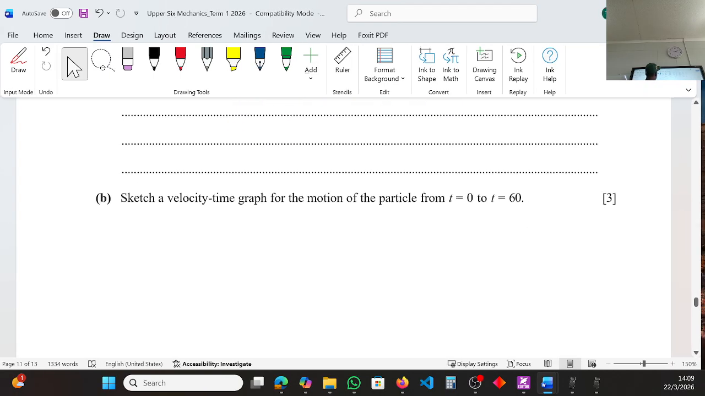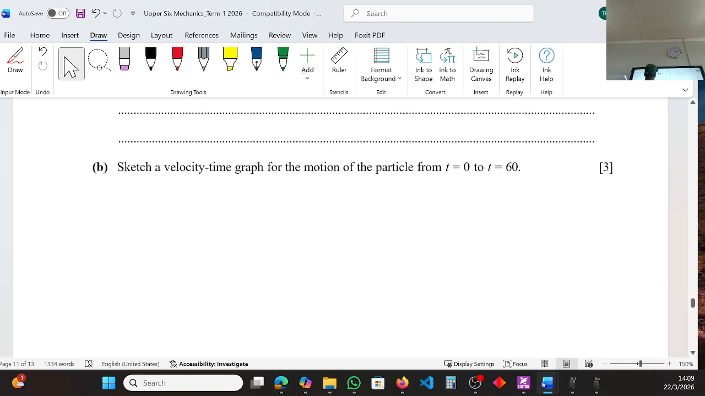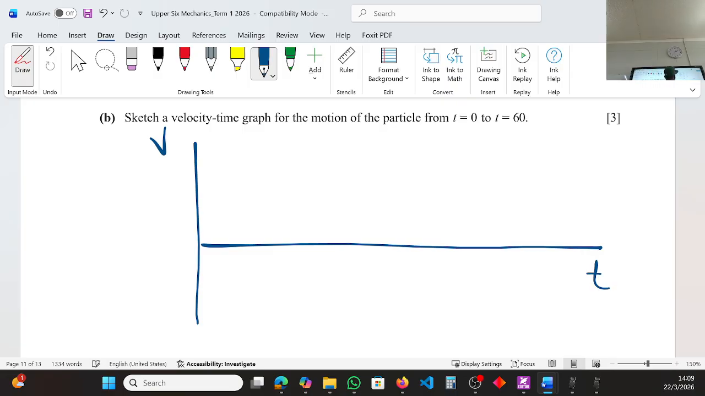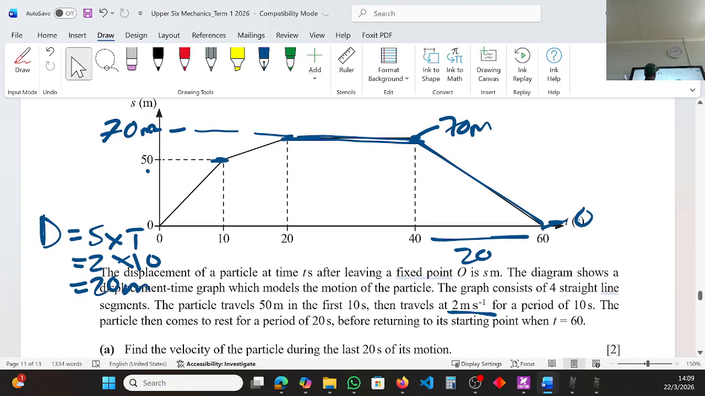Sketch a velocity time graph for the motion of the particle from 0 to 60 seconds. So I'm trying to sketch the velocity time graph. So here I have velocity, there I have time. This graph is going to be made up of straight line sections. Let's try and check within the first 10 seconds, what was happening? So we have 0, 10, 20, 40, 60. So let me try and sketch those points. So it will be 0 up to 60.